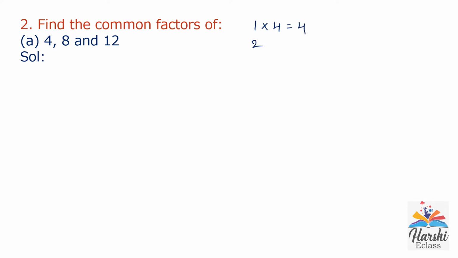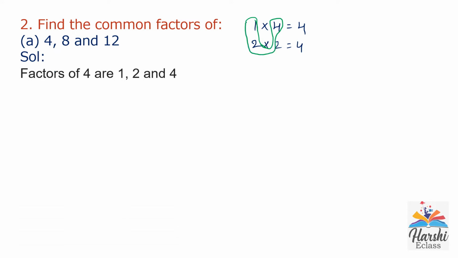1 4 is 4, 2 2s are 4. After that 4 1s are 4. So here the factors of 4 are 1, 2 and 4. Next, factors of 8. 1 8 is 8, 2 4s are 8, 4 2s are 8. 4 and 2 are repeating. So the factors of 8 are 1, 2, 4 and 8.